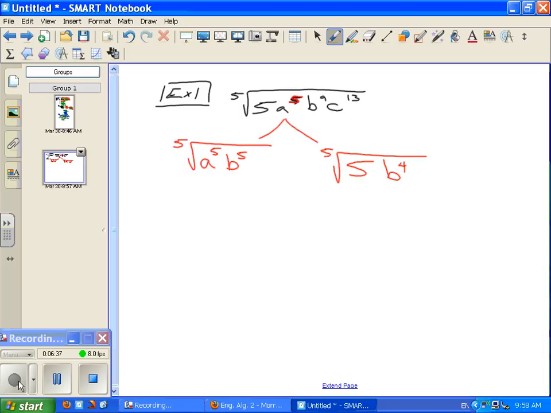Right? How about c to the 13th? Is it a perfect fifth? Is there one in it? Yes. What's the biggest one? Leaving me left over with? Okay. So then we simplified this part. So what's the 5th root of a to the 5th? What's the 5th root of b to the 5th? B. 5th root of c to the 10th? 2. And then all the junk.